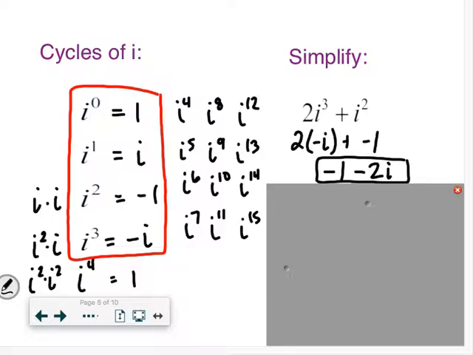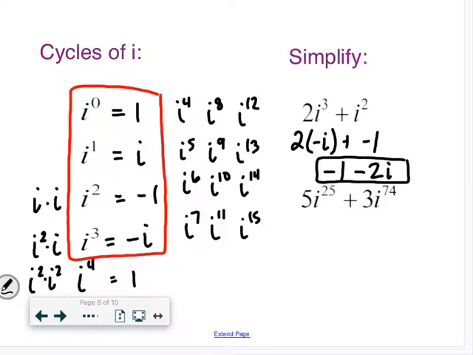But then there are some other problems where you might want to do 5i to the 25th plus 3i to the 74th. And I'm thinking, I don't really want to have to figure out all the way to 25 or 74 what the cycle of i is. Go around and around and around. So we're going to look for patterns in that cycle of i to help us.